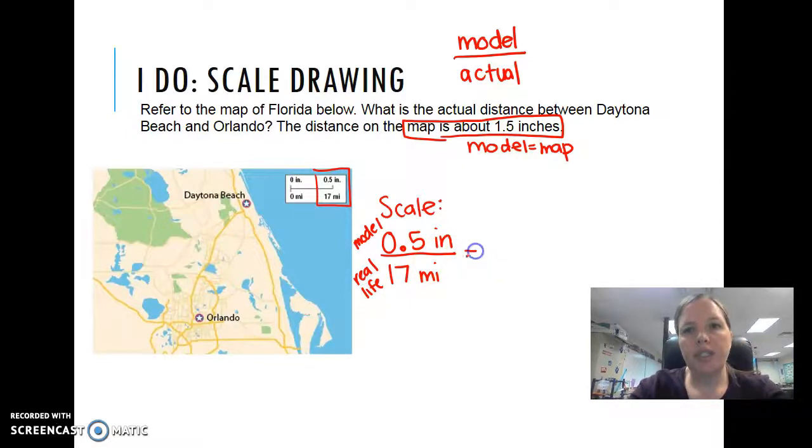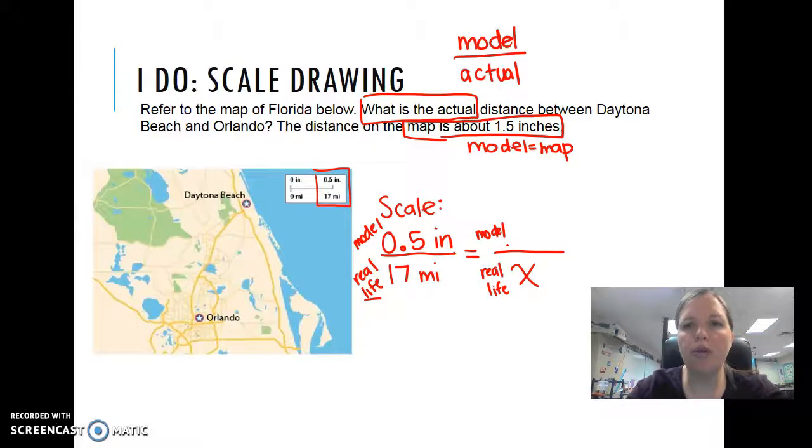What we want to do is set up a proportion with the information that we know. We don't know the actual number; we're trying to figure out the actual distance. When we don't know the number, that's where our variable is going to go. If you remember, when we set up proportions, we want real life compared to real life and the model compared to the model. That's how we know where to place our numbers. What do we know about the model? We know that it's 1.5 inches.